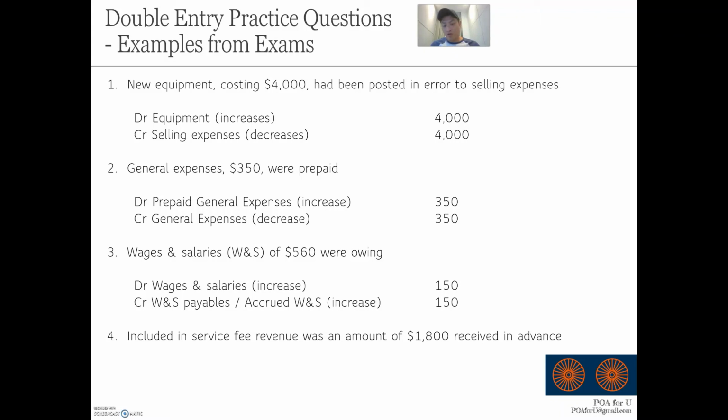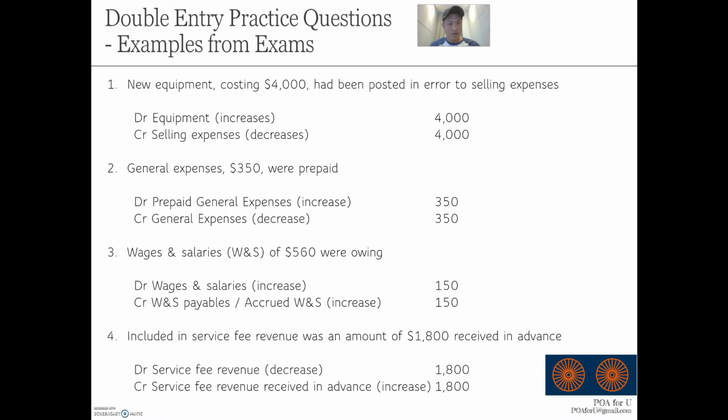And what do you credit? Now, service fee revenue received in advance is actually a liability account, because that's income received in advance, right? So service fee revenue received in advance is a liability account. If you want to recognize an increase in liability as a result of this transaction, then you credit it. So this is your double entry or your journal entry.